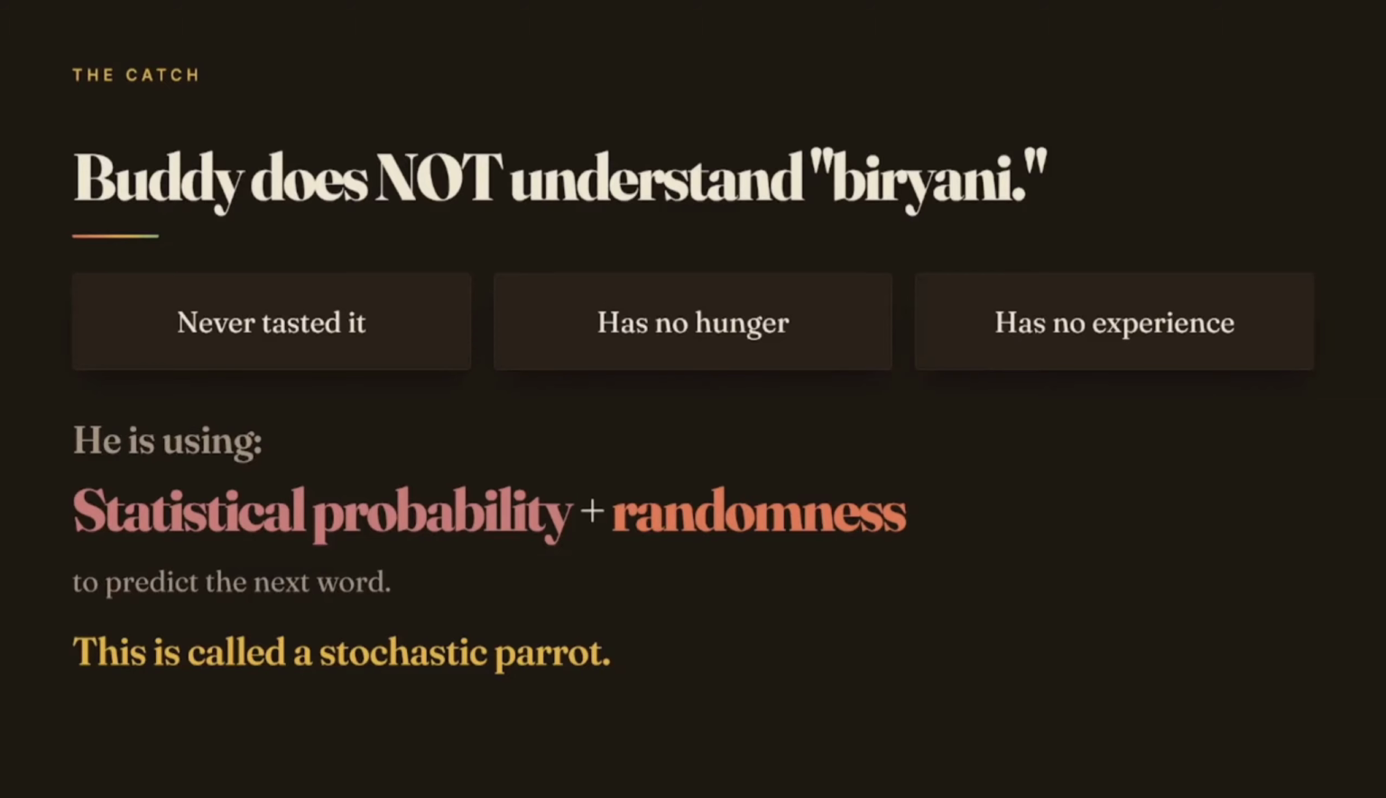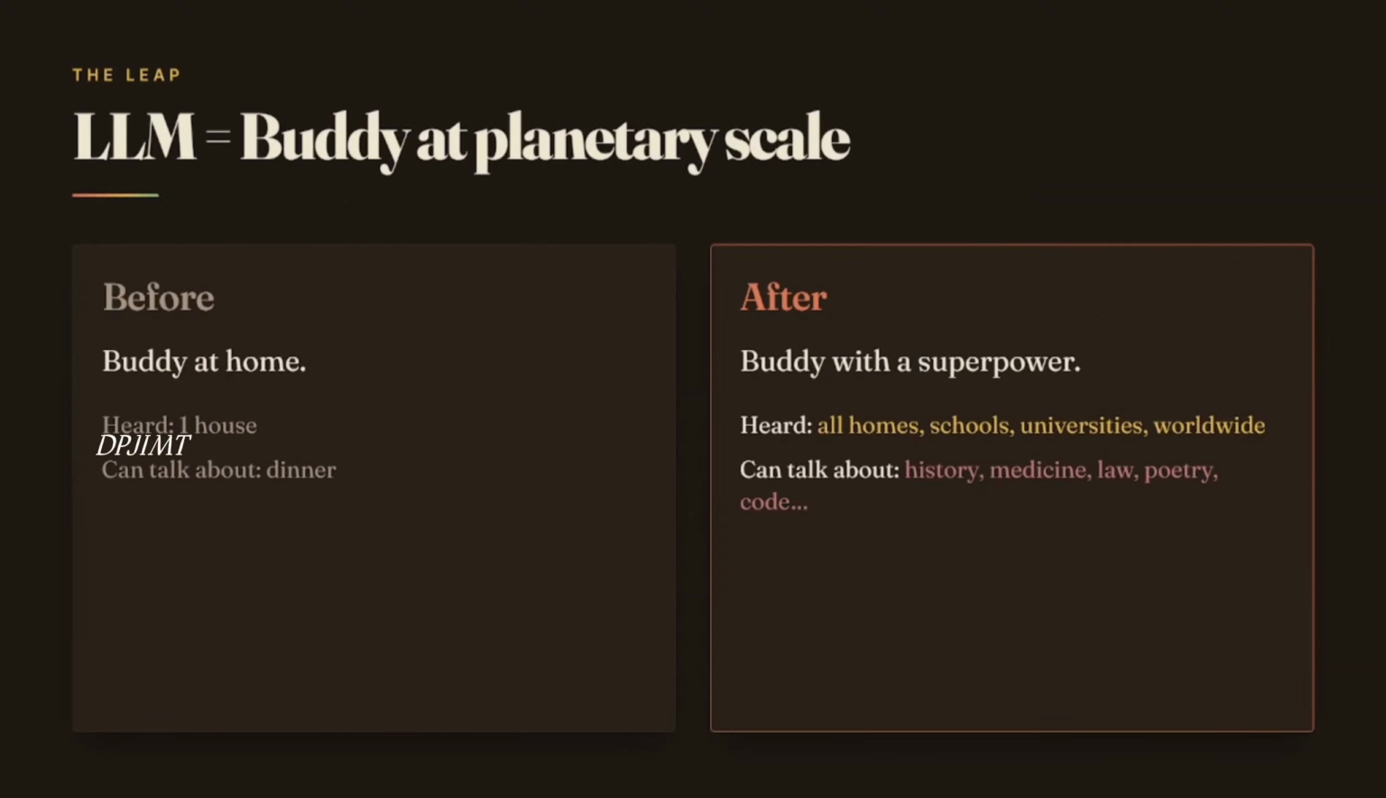But here's the key. Buddy doesn't understand biryani. He has no experience of taste or hunger. He's working purely on statistical probability with some randomness thrown in. We call this the stochastic parrot, a system that produces language using probability and randomness, not comprehension. A language model works the same way. It's a neural network predicting the next word based on patterns learned from training data.